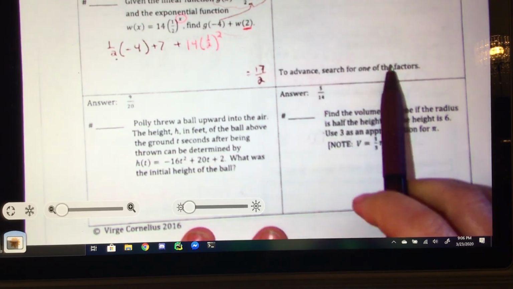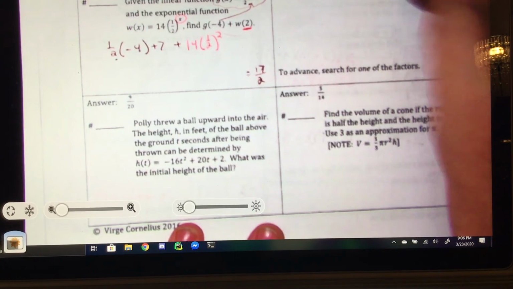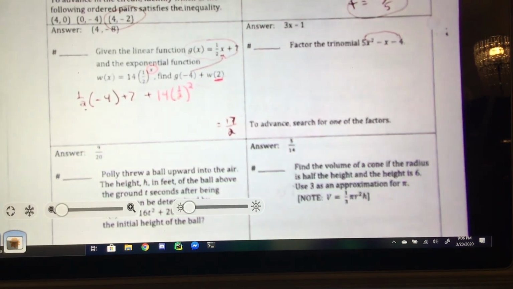The next one, factor the trinomial. Again, you can multiply. Oh, let's move this down a little bit. Well, at least you can see everything I did before.